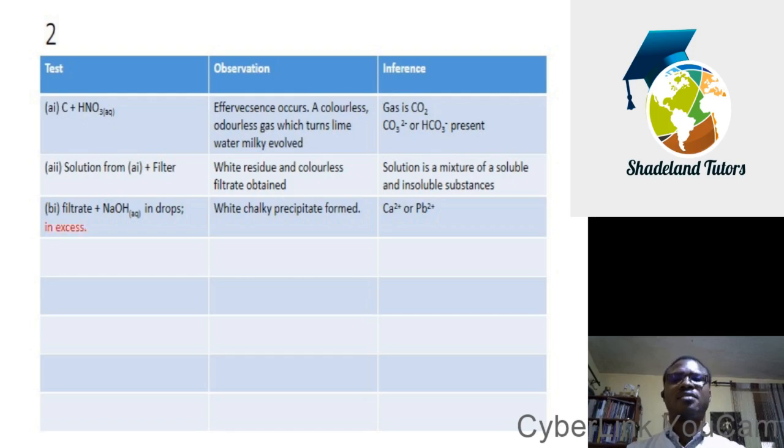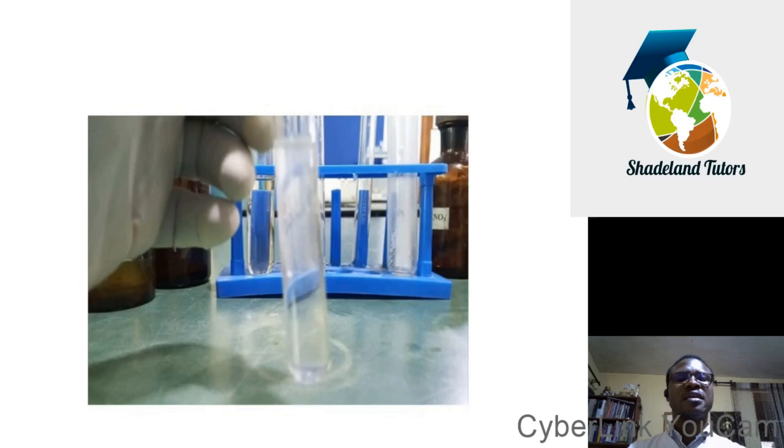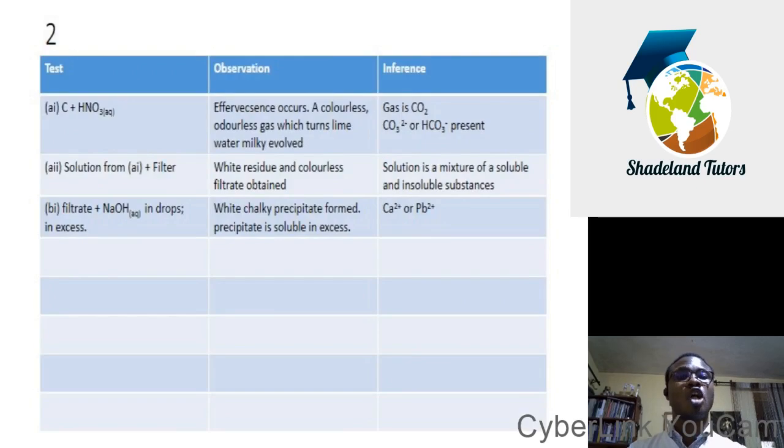Now, in excess, we have to check again. In excess, what happens? We notice that the precipitate will dissolve. And if the precipitate dissolves, you report it as your observation. Remember, your observation is not an explanation of the chemistry. Your observation is what you sense with your sense organs. So you will see that the precipitate is soluble in excess. And the precipitate being soluble in excess indicates that it is Pb2+ ion, all right, not Ca2+. So put it down there that it is Pb2+ ion.